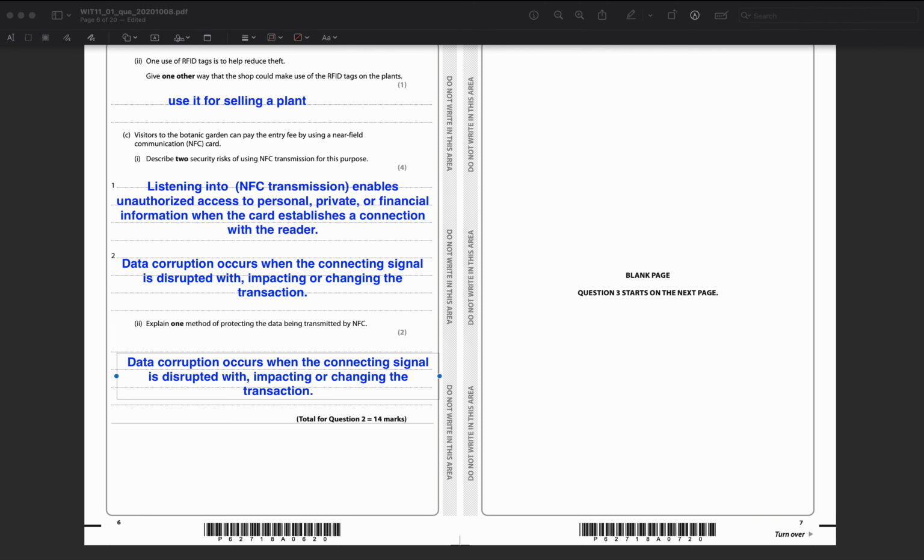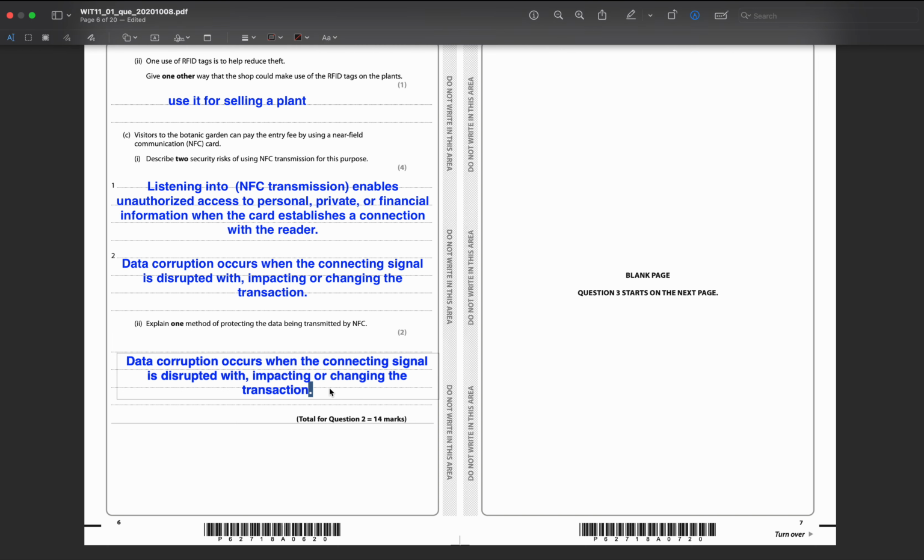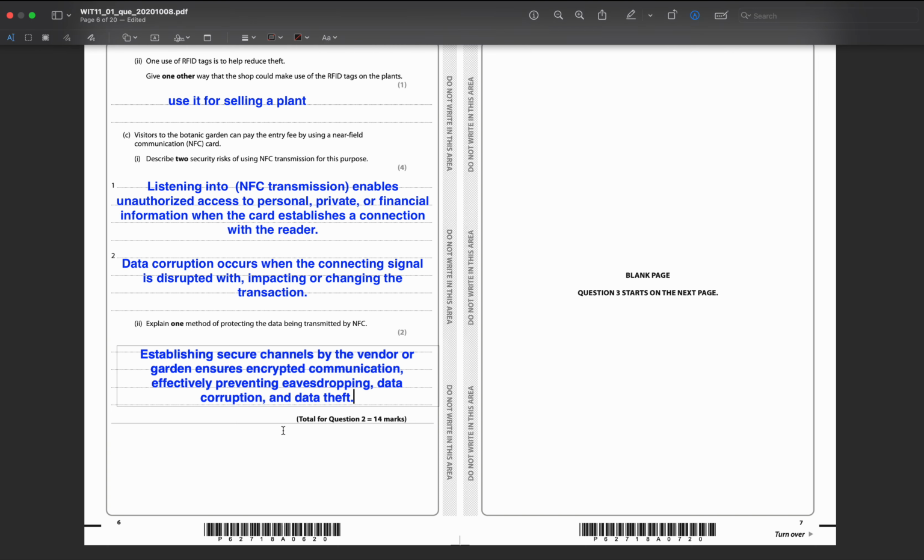Okay, so the answer will be: establishing a secure channel between the vendor and the card to ensure encrypted communications. So they will provide a secure vendor. How do they make it secure? By using encrypted communication, effectively preventing eavesdropping, data corruption, and data theft. So this is the way they can make it more secure.